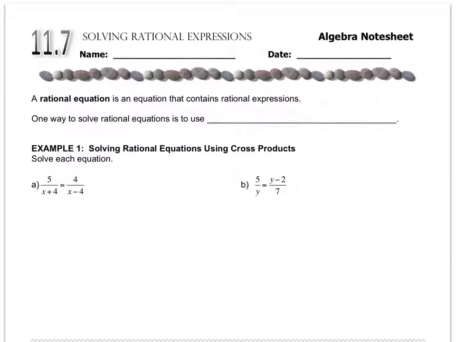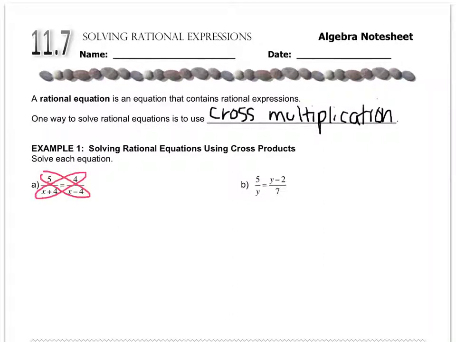One way to solve a rational equation is to use cross multiplication. So let's look at the first example. Remember, when you cross, you multiply diagonally. So you get 5 times x minus 4 equals x plus 4 times 4. You must write all this out. There is absolutely no way you're going to get this right. It's too much to store in your head if you're not writing it down.